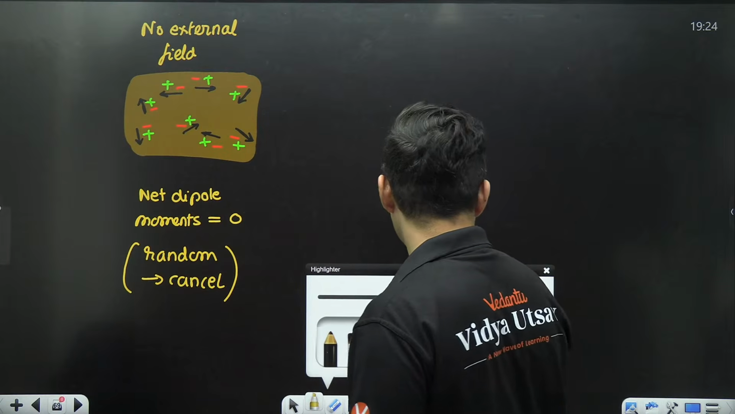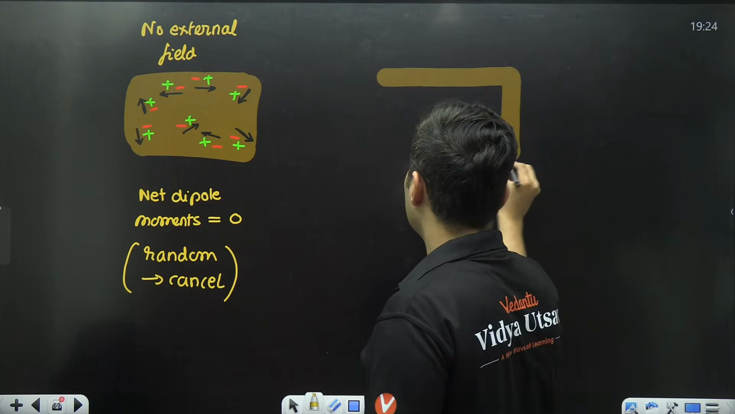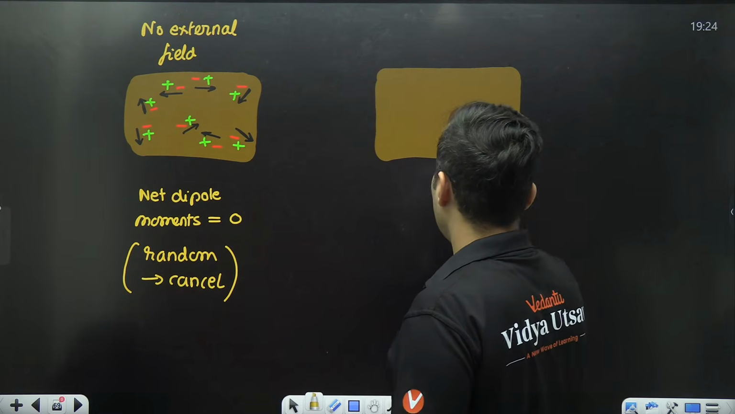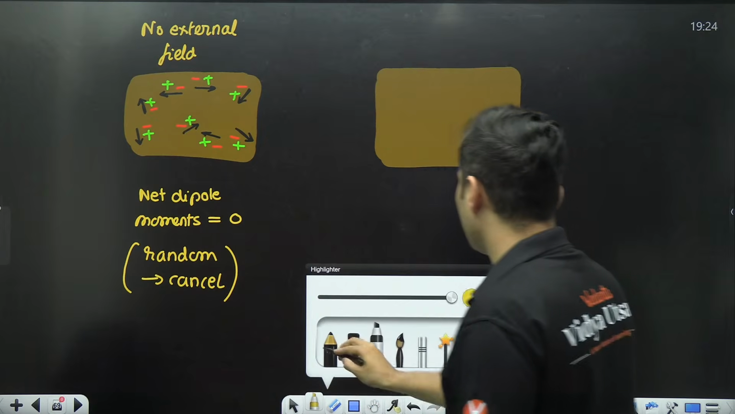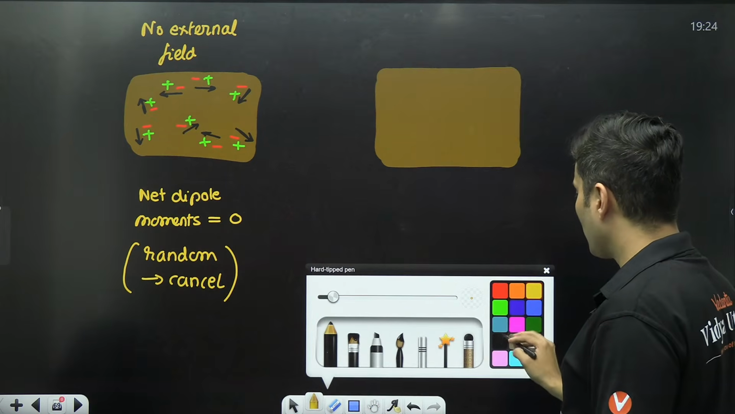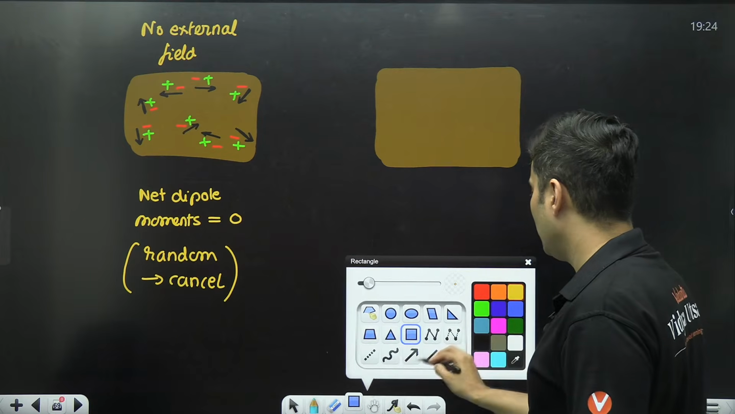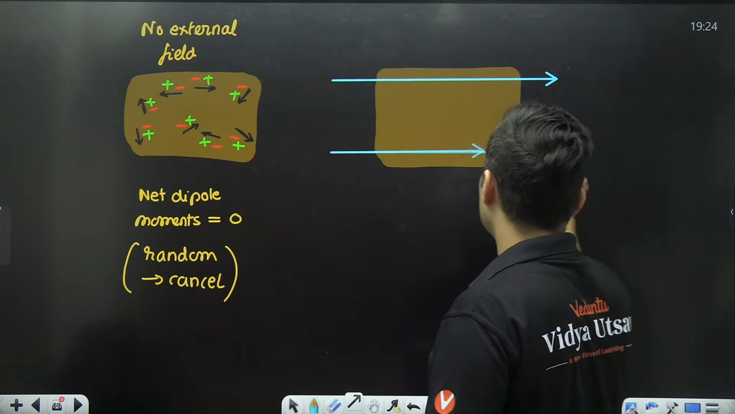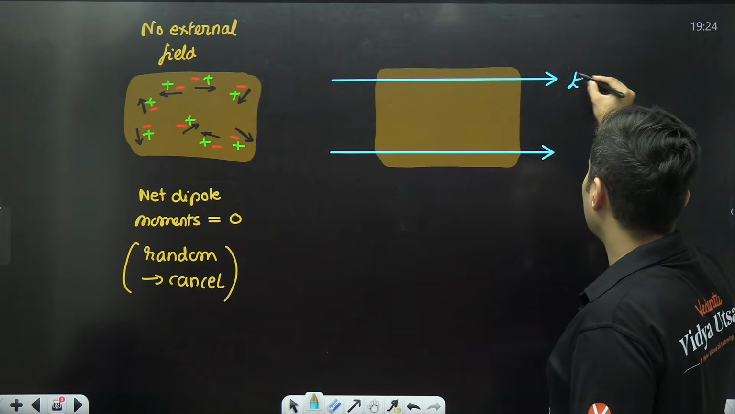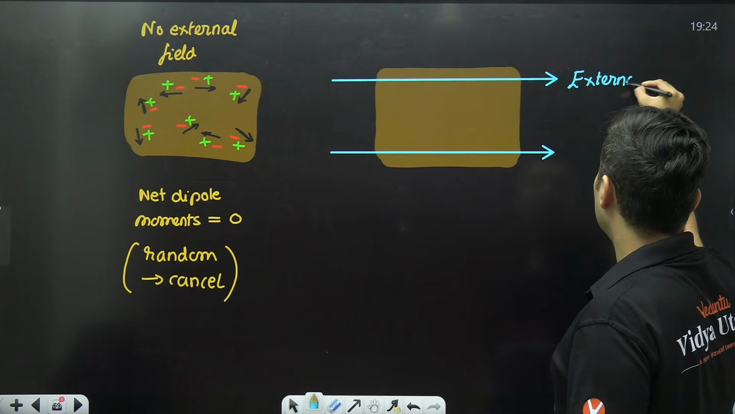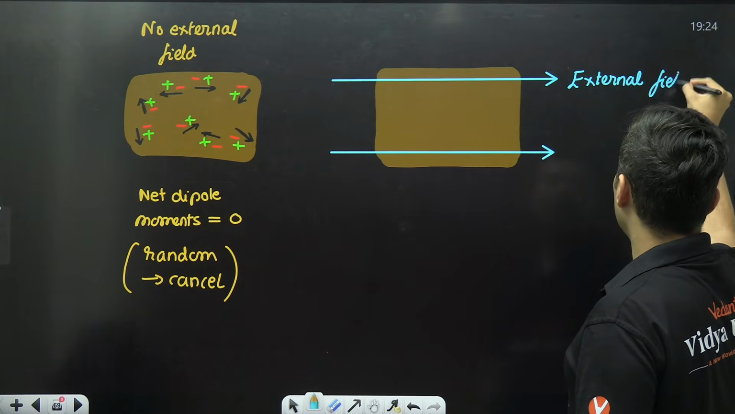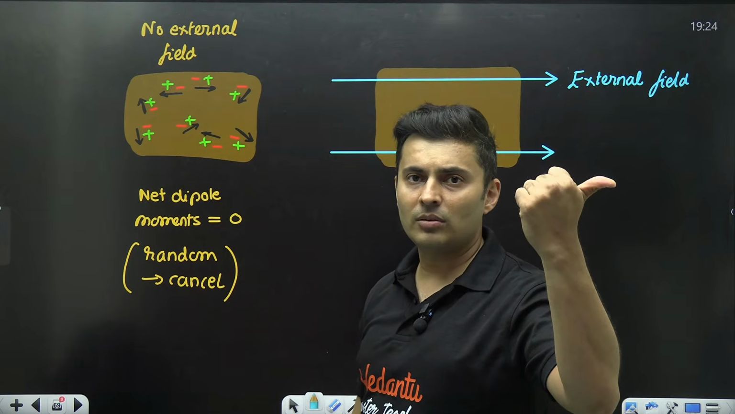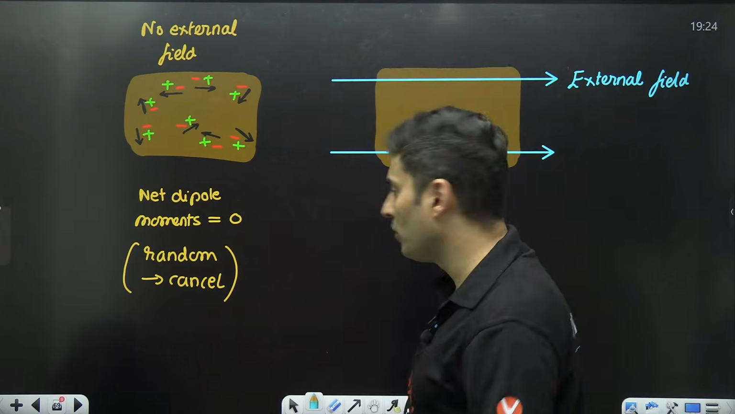Now imagine that same non-conducting medium which has some polarities, but now an external electric field has been applied. You have applied some external electric field like this. This is the external field which has been applied. What will the external field do? On the positive charge, it will apply the force in the direction of the field. On the negative charge, it will apply the force opposite to the field.